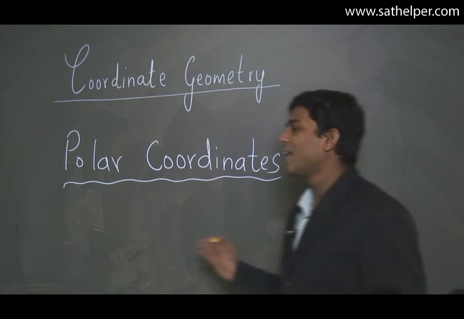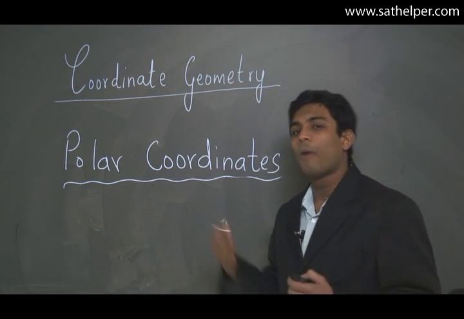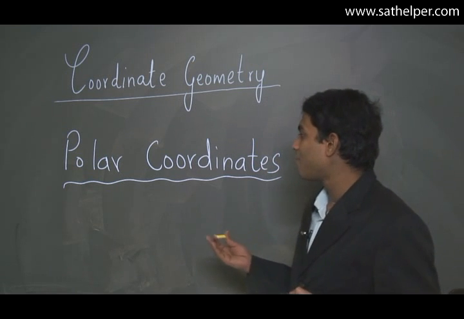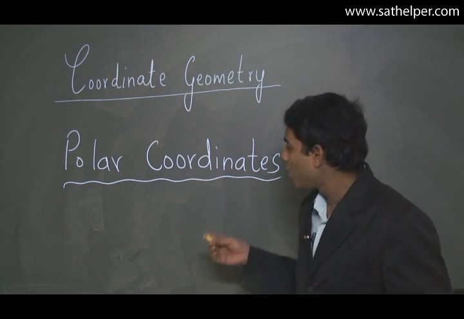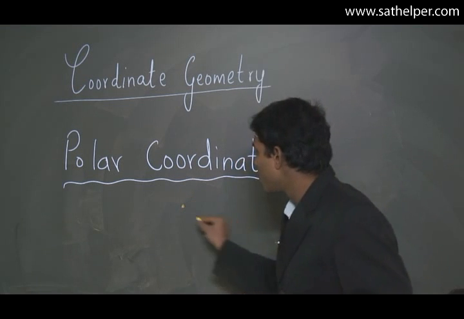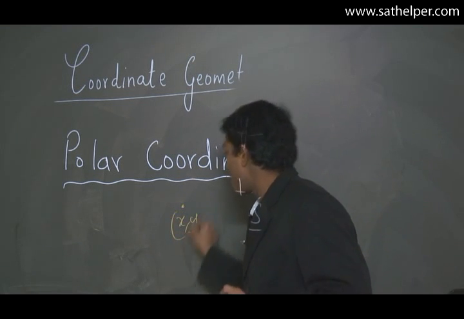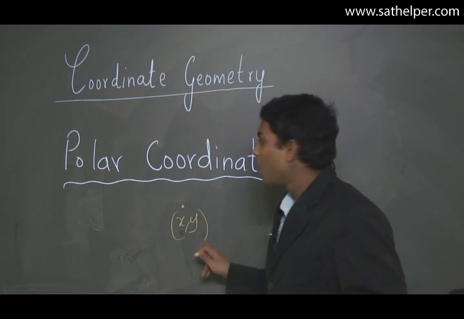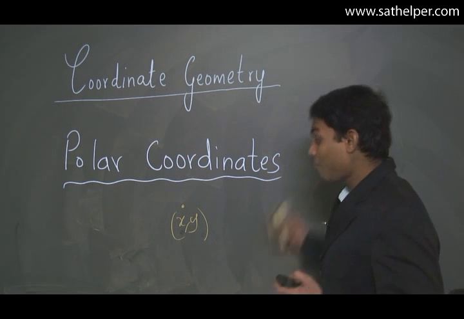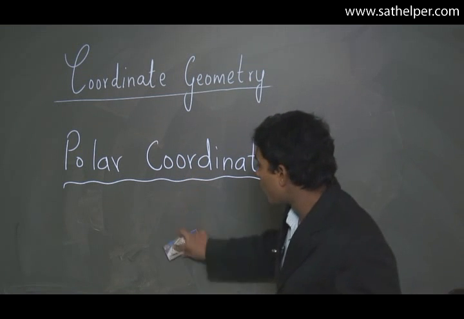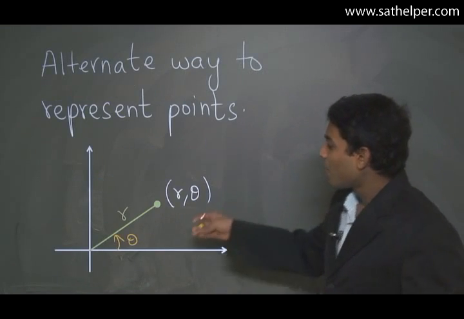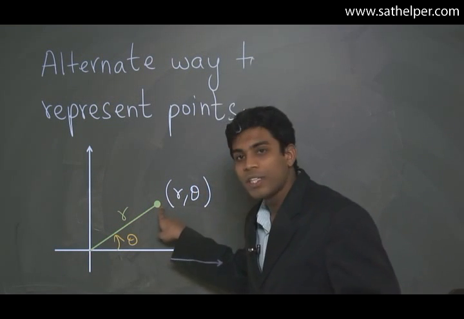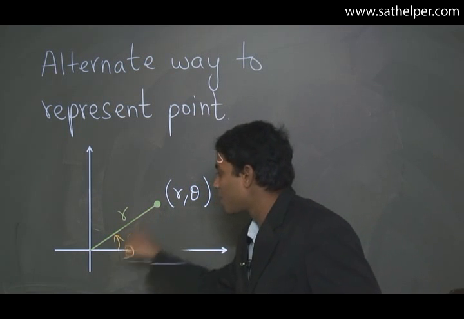So polar coordinates are a different way to represent points in space. Until now we have seen rectangular coordinates, where you represented a point in space using two coordinates x and y: the distance from the x-axis and the distance from the y-axis. But now we will be looking at a totally different way of looking at points. That is, we look at a point as a distance from the origin and the angle that it subtends.